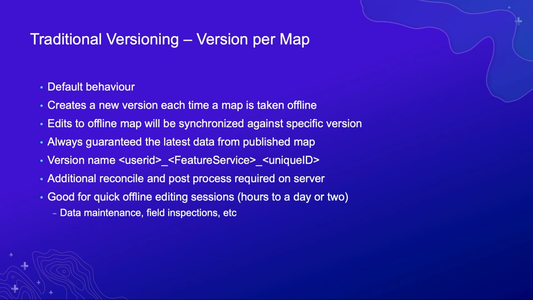And this always guarantees the latest data for the published map. So when that version is created, it's branching from the main line, and so it's always getting the most up-to-date data when that map goes offline. And if you look at the version in the database, you will see its version name is the user ID that took it offline, the feature service that's backing that layer or that version, and then the unique identifier, which makes that version name unique.